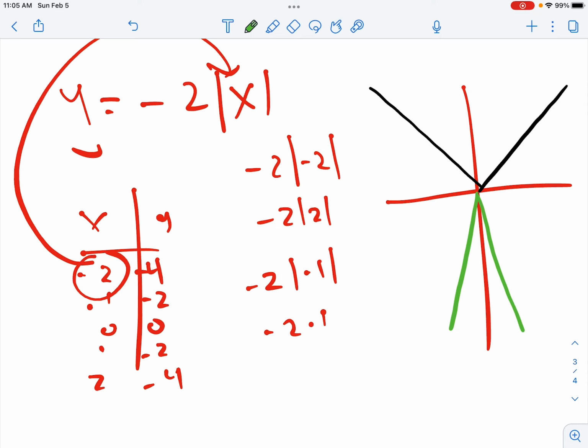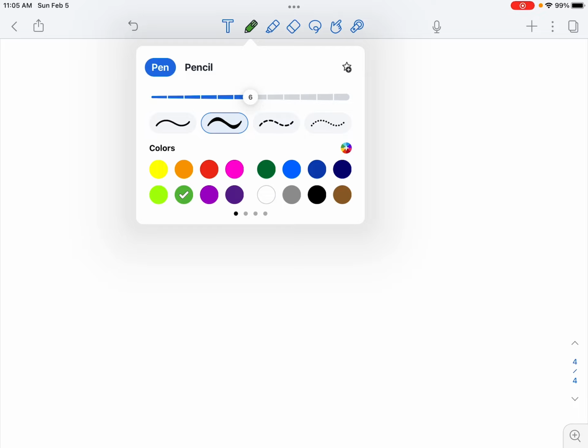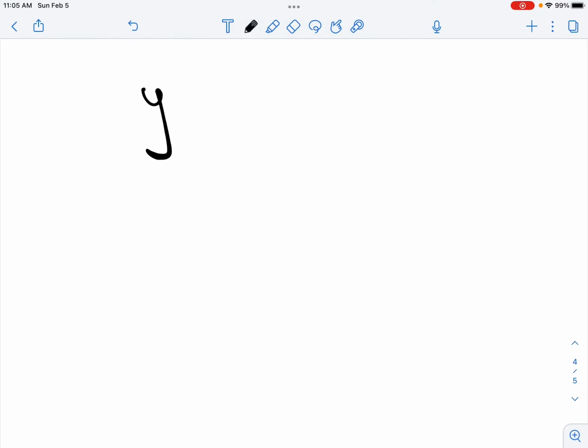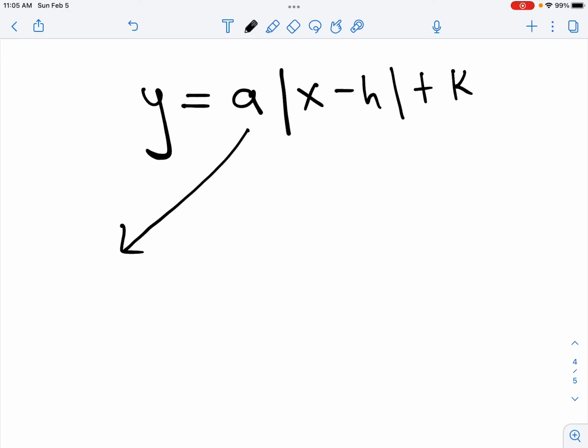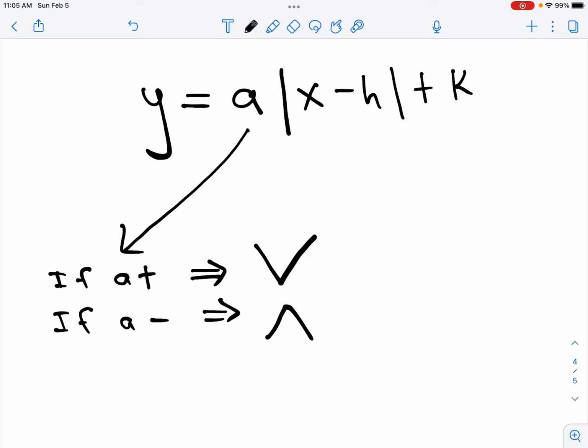Okay, so let's summarize everything into one simple thing to remember. y equals a times the absolute value of x minus h, plus k. All right, now what does a control? This is where you might want to take a screenshot or take some notes here. If a is positive, then it looks like a V shape. If a is negative, then it looks like that shape.